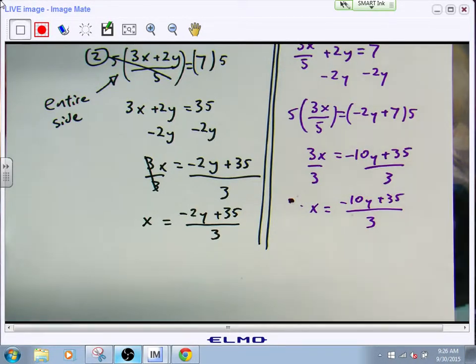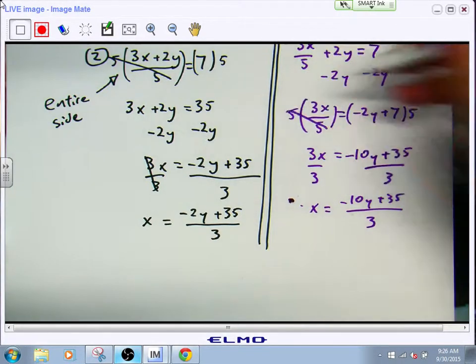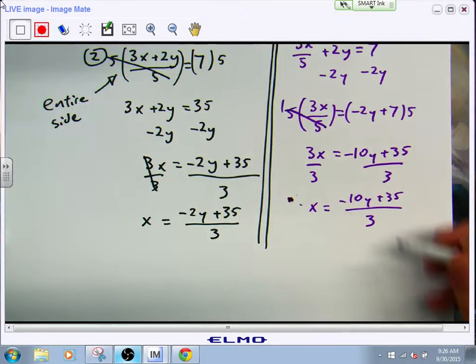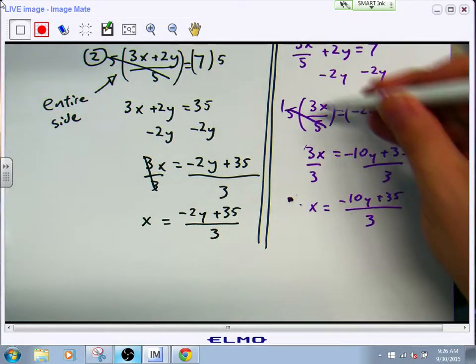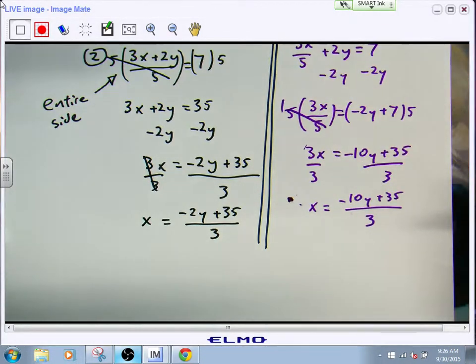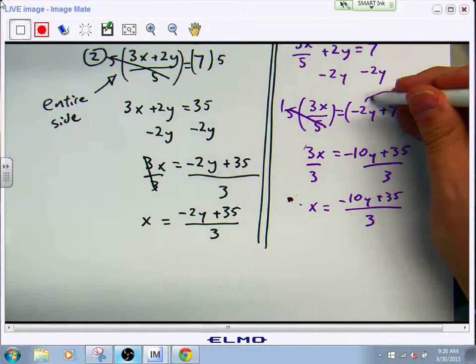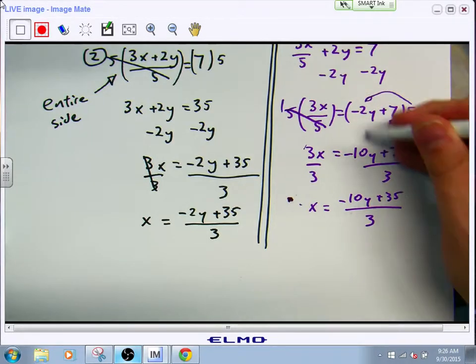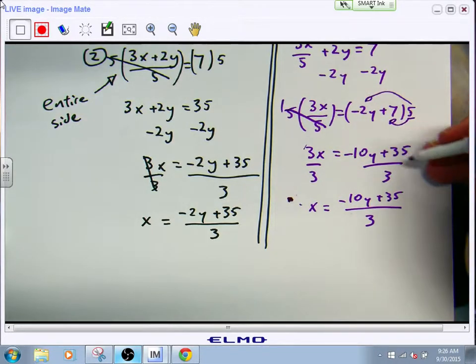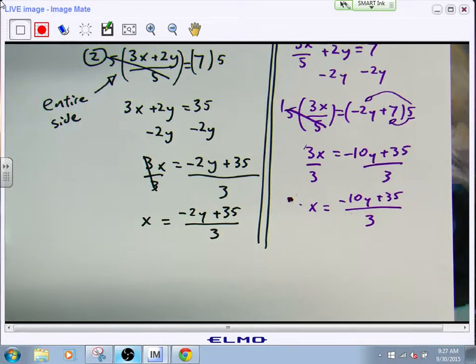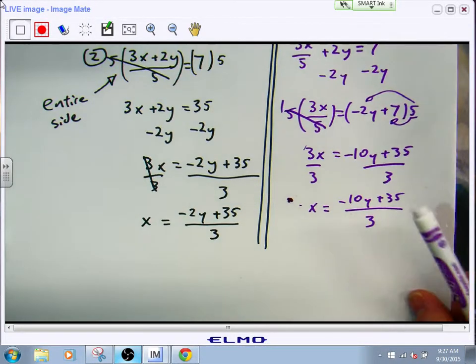Any questions on that? Yeah? How does it become a 3 out of 7? 3x. Here? Yeah. Because 5 divided by 5, that becomes 1. So that just becomes 3x. Because that's all I have left over. And you guys see how all I did was distribute this 5 here and here. Negative 10y plus 35. I essentially did do 4. This is very similar to 4.